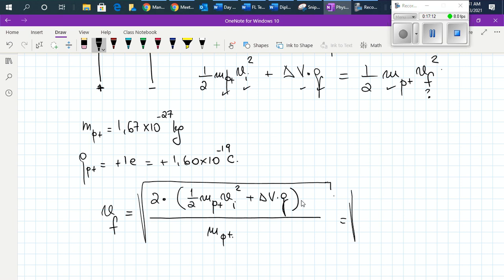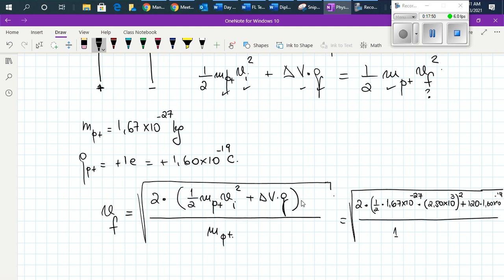And if we want to substitute, then we'll have 2 times 1 over 2 times 1.67 times 10 to the power of negative 27 times speed was 2.50 times 10 to the power of 3, the whole thing to the power of 2 plus 120 times 1.60 times 10 to the power of negative 19. And the whole thing is divided by 1.67 times 10 to the power of negative 27.